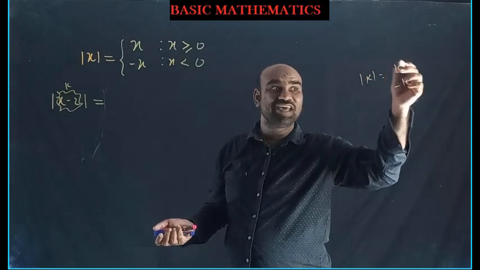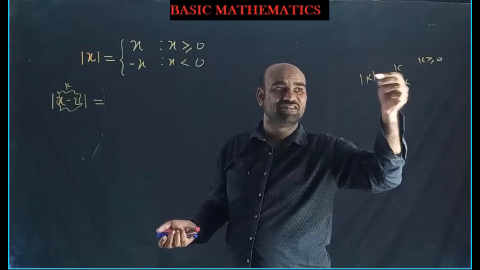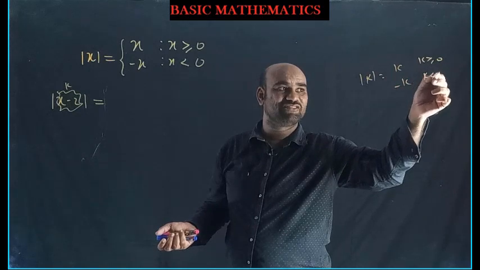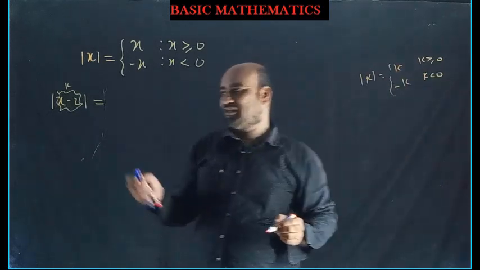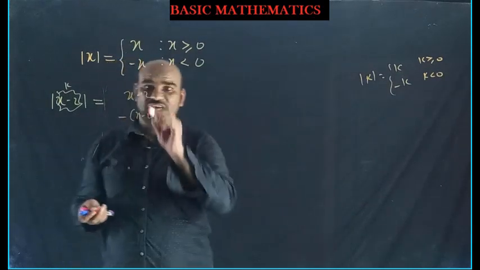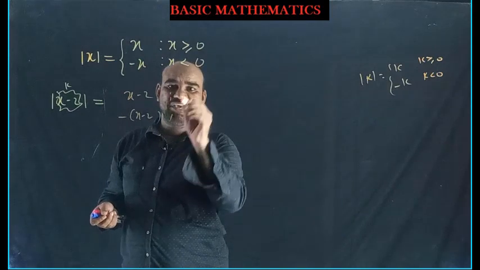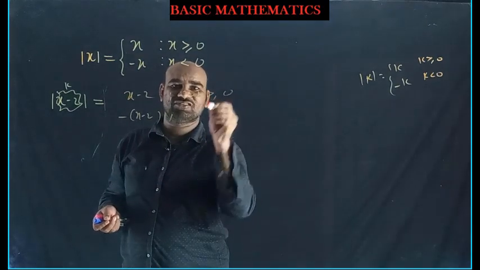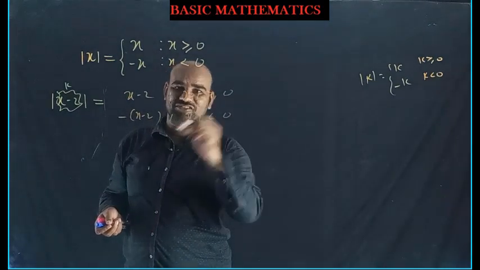When it is equal to k, it means k is greater than or equal to 0. When it is equal to minus k, it means k is less than 0, by the definition. So it may be k or it may be minus k. When k is greater than or equal to 0, and when k is less than 0.